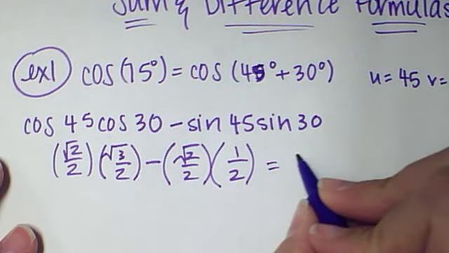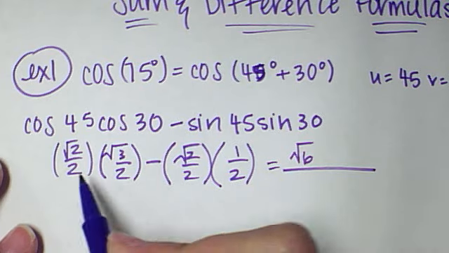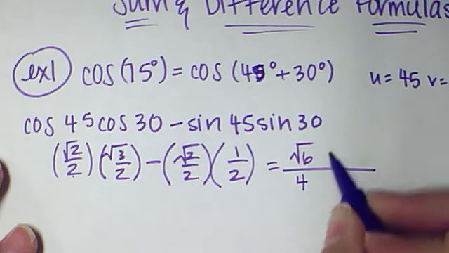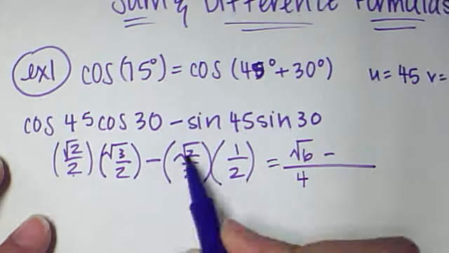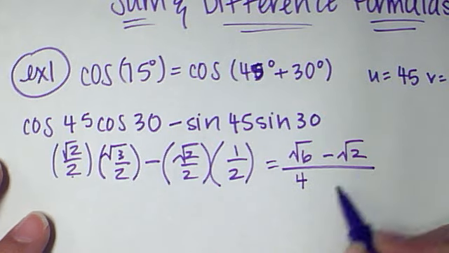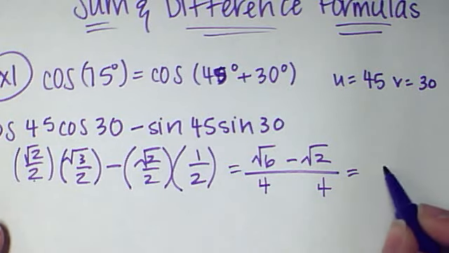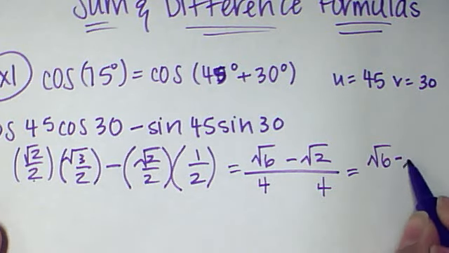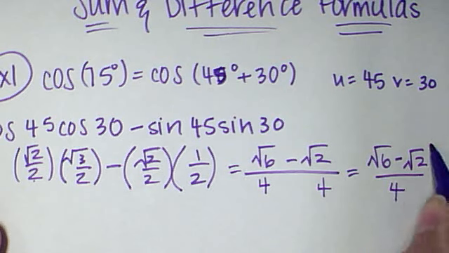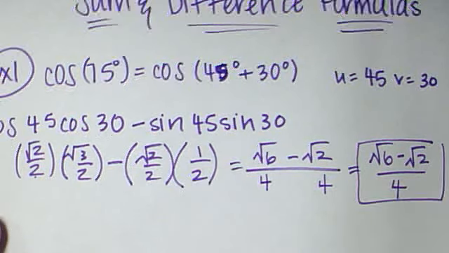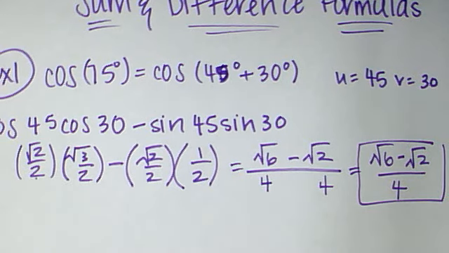Square root of 2 times the square root of 3 is the square root of 6. 2 times 2 is 4. Minus, square root of 2 times 1 is the square root of 2. And 2 times 2 is 4. And I can combine that into one fraction as the square root of 6 minus the square root of 2 all over 4. There isn't anything I can do to combine these two because I cannot simplify the square root of 6.